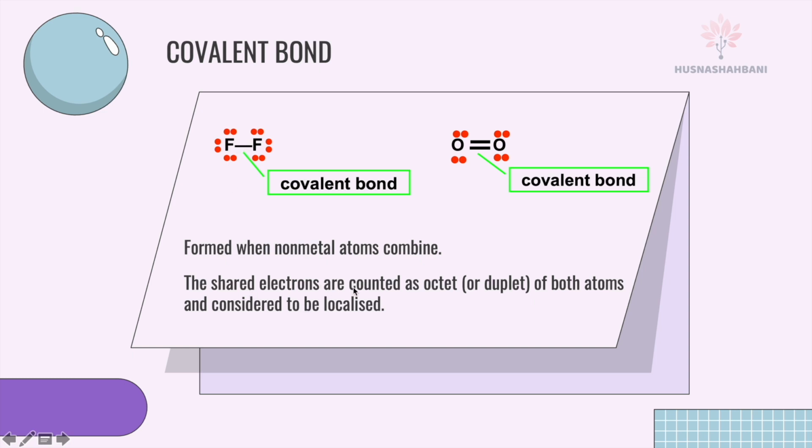The shared electrons are counted as octet or duplet of both atoms and considered to be localized. The oxygen atom is sharing 4 electrons because this is double bond. 1 bond means 2 electrons, so when you have double bond or 2 bonds, they are sharing 4 electrons in total. So 4 electron sharings in total and 4 electrons at each atom will result in octet.